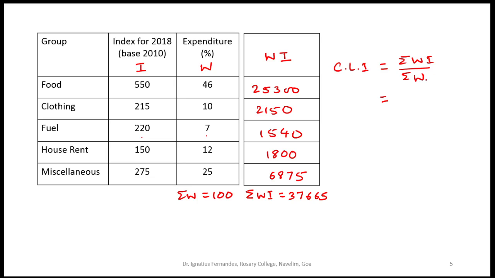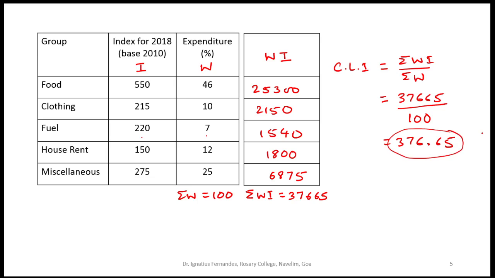So summation Wi is equal to 37665 divided by summation W, which is 100. So I get it as 376.65. Okay, so we say the cost of living index for 2018, with base 2010, is 376.65.